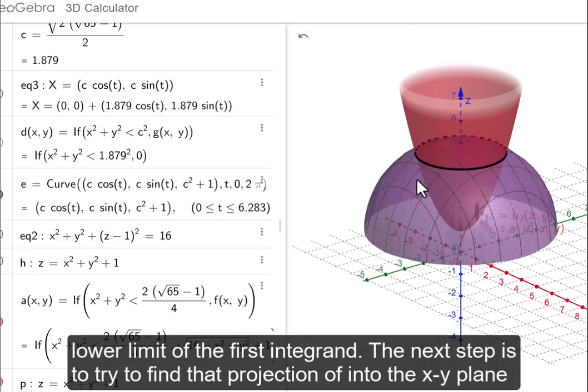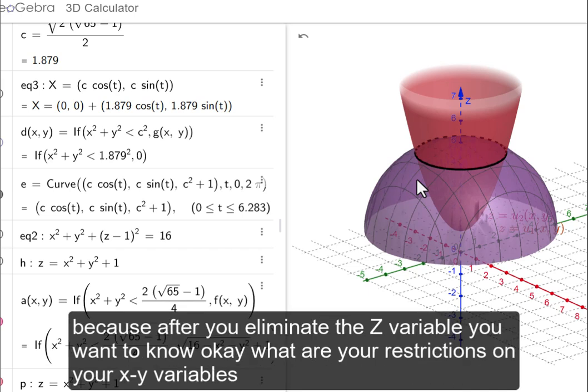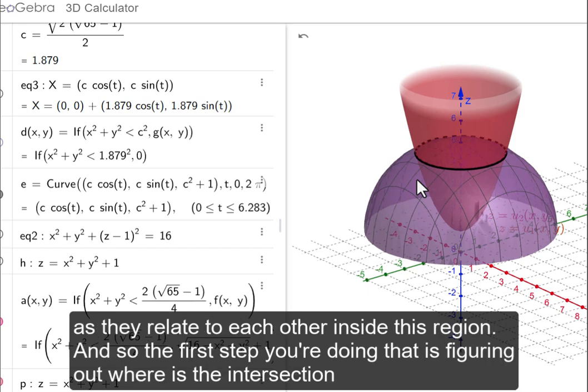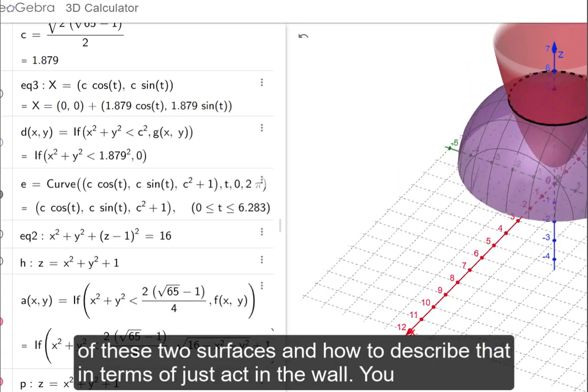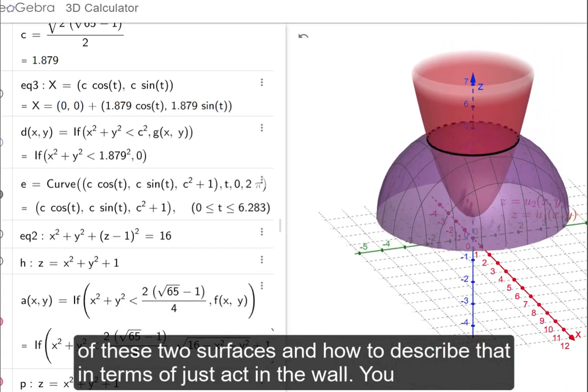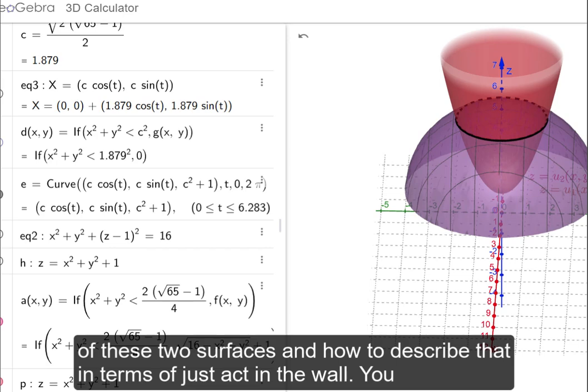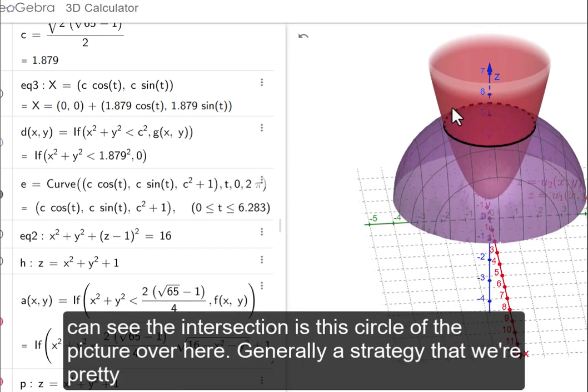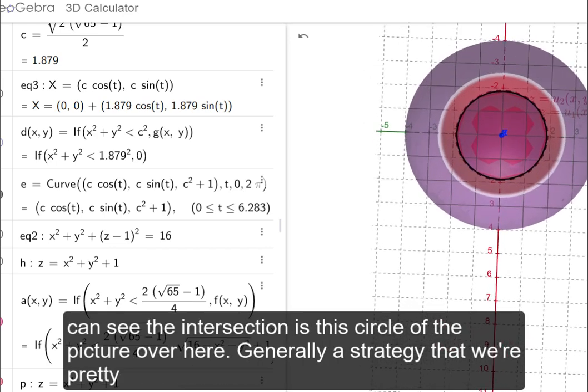The next step is to find that projection into the xy plane, because after you eliminate the z variable, you want to know what your restrictions on your x and y variables are as they relate to each other inside this region. The first step to doing that is figuring out where the intersection of these two surfaces is and how to describe that in terms of just x and y. You can see the intersection is this circle-looking picture over here.